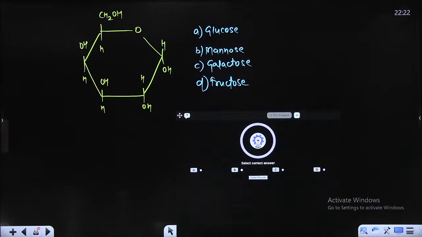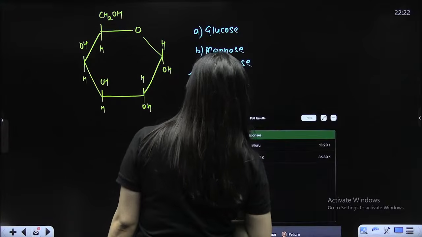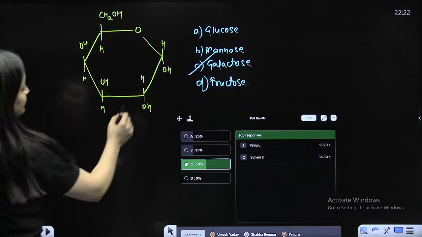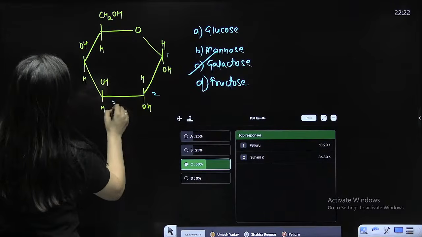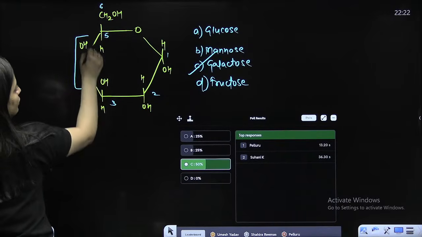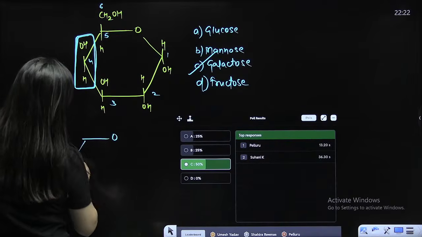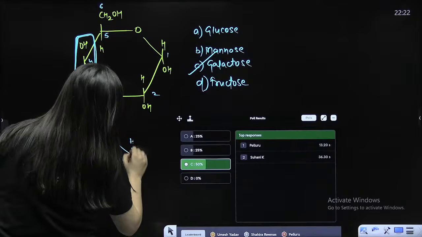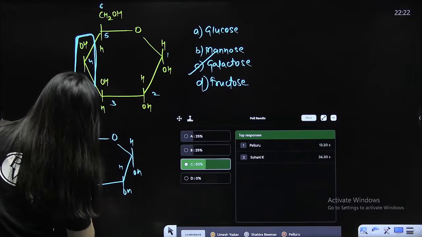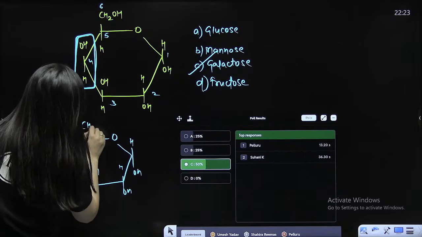Bacha, it's simple. Yes, it is galactose. So 50% of students were able to give the correct answer. See, carbon 1, 2, 3, 4, 5, 6. In galactose, at the fourth carbon, the OH and H position was changed. If I have to draw glucose here, that's going to be your glucose. Have a look. Please do not repeat this mistake. Pay attention. Do revise it.